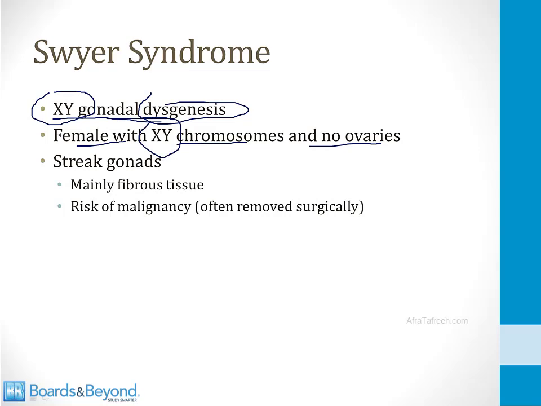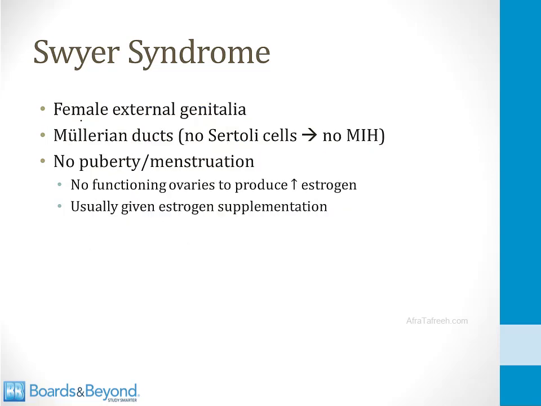Instead of gonads, what these babies have are called streak gonads. The gonadal tissue is mostly fibrous tissue, and there is a risk of malignancy developing in the streak gonads, so they are often removed surgically. Babies with Swyer syndrome have female external genitalia.